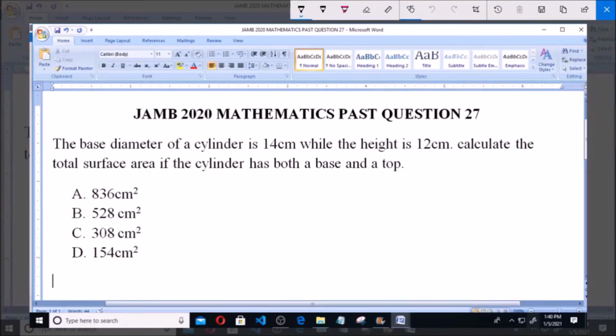The base diameter of a cylinder is 14 cm while the height is 12 cm. Calculate the total surface area if the cylinder has both a base and a top. The options are given here.